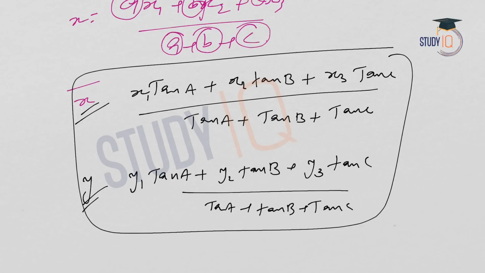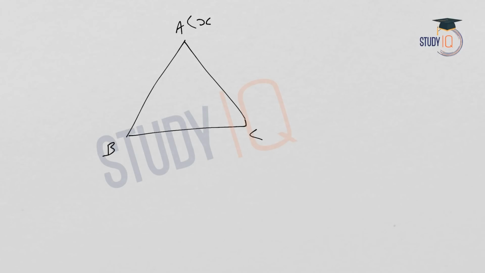Now what is next? Next is your Circumcenter. Like Incenter, Circumcenter is also important. Let's suppose you have a triangle, you have A, B, C. Coordinates of A we know x1, y1, B we know x2, y2, C we know x3, y3. So these are the coordinates.